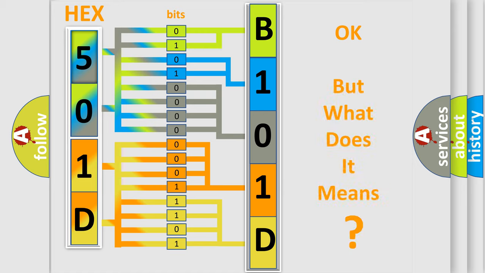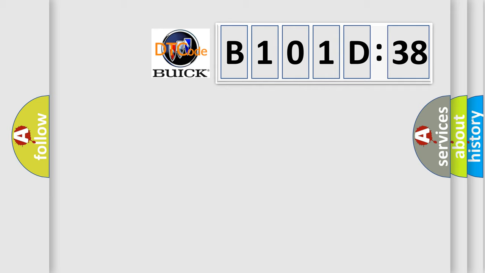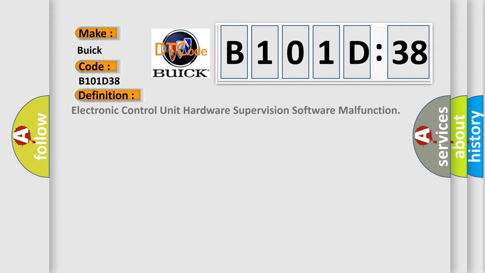The number itself does not make sense to us if we cannot assign information to what it actually expresses. So, what does the Diagnostic Trouble Code B101D-38 interpret specifically for Buick car manufacturers? The basic definition is: electronic control unit hardware supervision software malfunction.